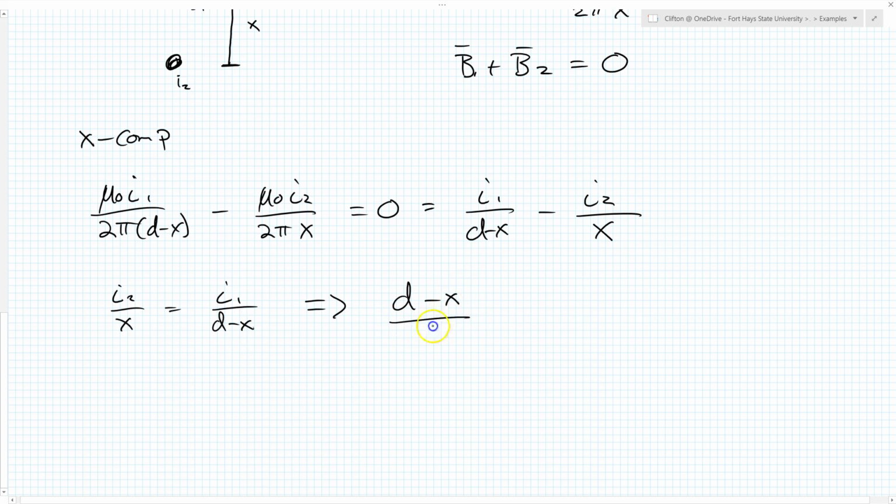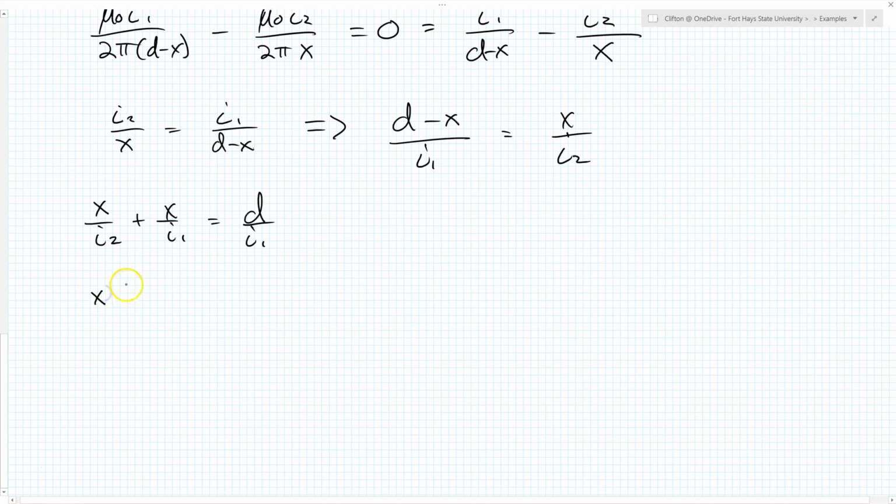So that'll be d minus x over I1 is equal to x over I2. Alright, so I'm going to have an x over I2 plus an x over I1 is equal to d over I1. Factor out the 1 over I2 plus 1 over I1. And I'm going to combine these two fractions.